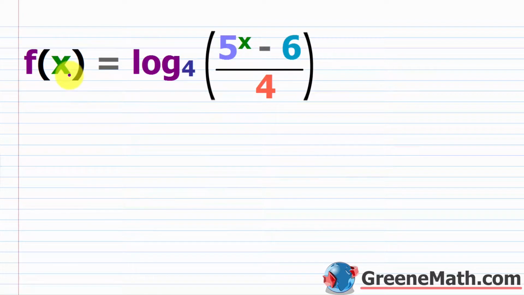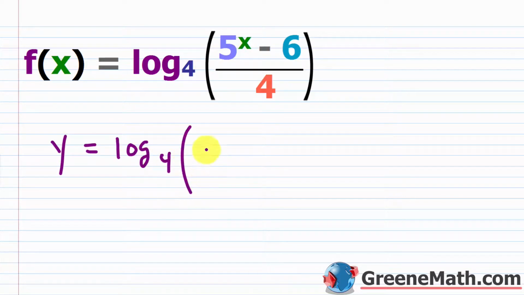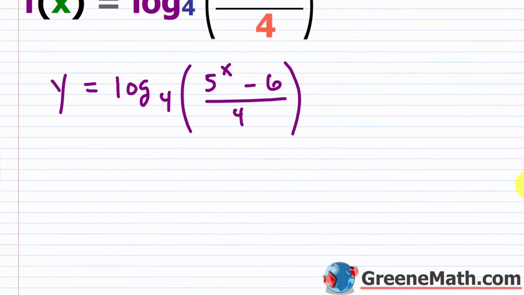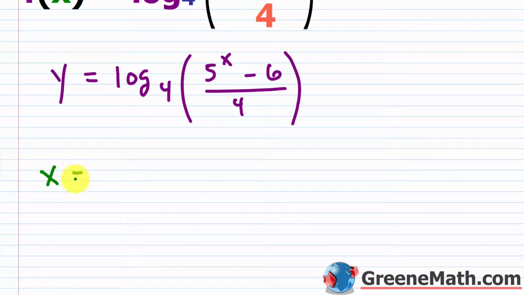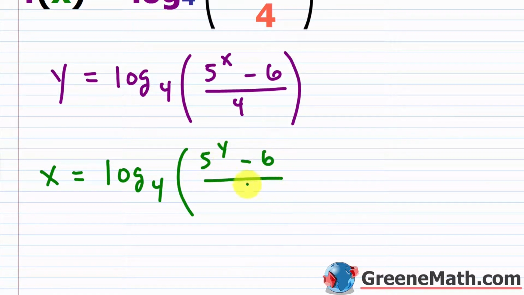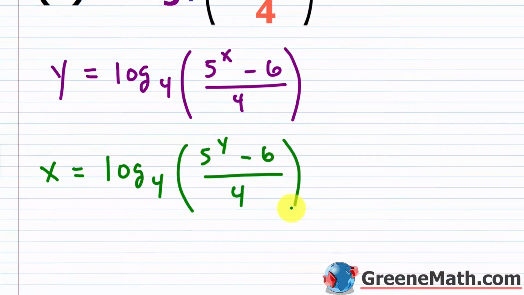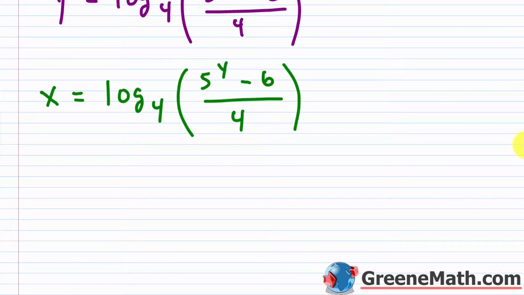All right, let's take a look at another one. So I'm going to replace, again, my f of x with y. So this equals my log base 4 of 5 to the power of x minus 6, all over 4. And again, I'm going to swap x and y. So to do that, let me scroll down a little bit. I'm going to say I have x equals my log base 4 of 5 to the power of y minus 6 over 4. And then from here, again, I'm just going to put this in exponential form.